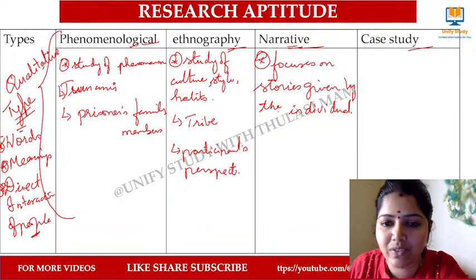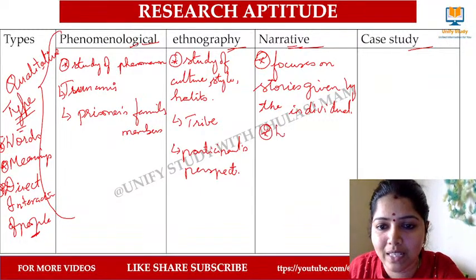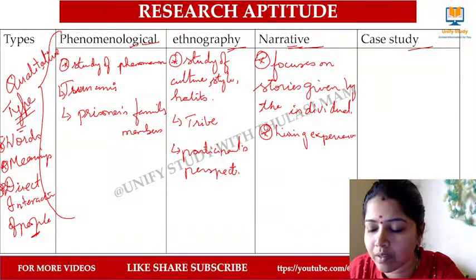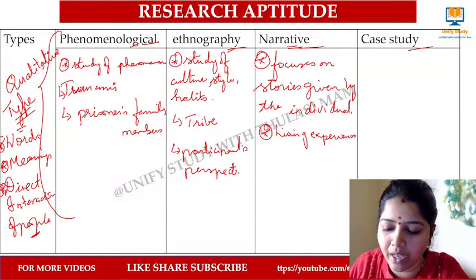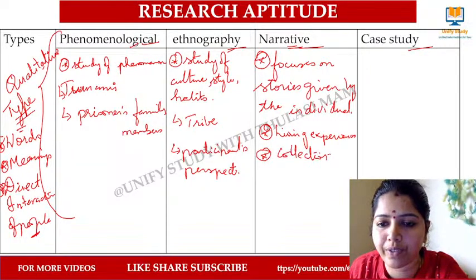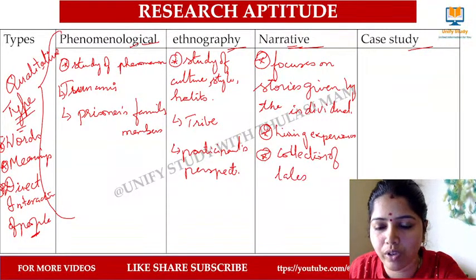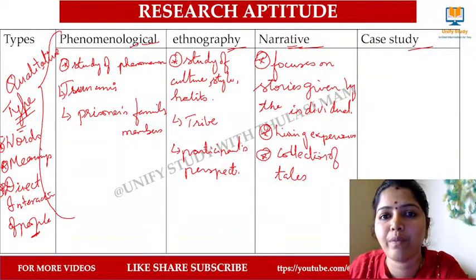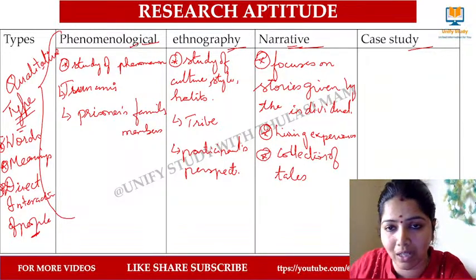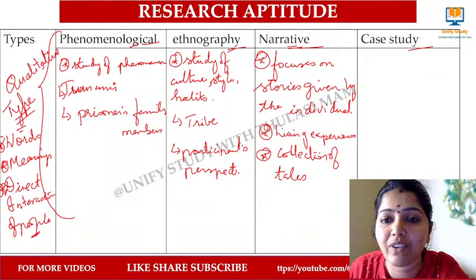Okay, this will be based on the living experiences of the people. A collection of tales, of stories. Tales means what? Stories. If we go to a village, we can get the living experience of people. We can get the collection of tales about their own living, and that we call narrative research. See, this also comes under the qualitative type.